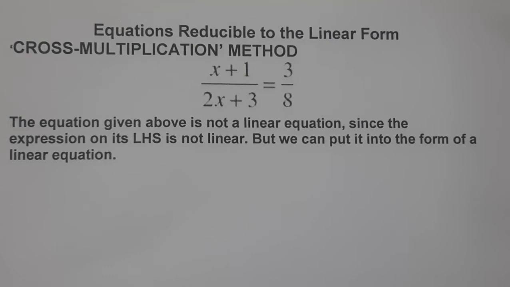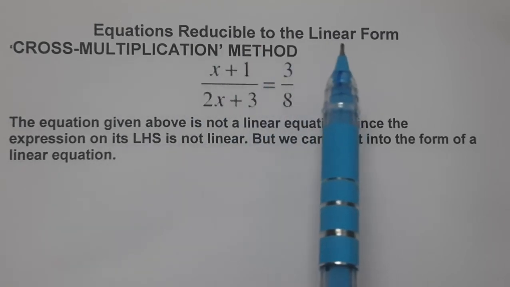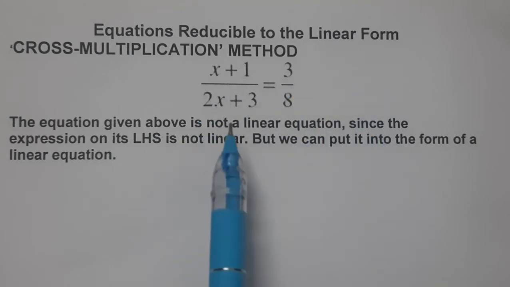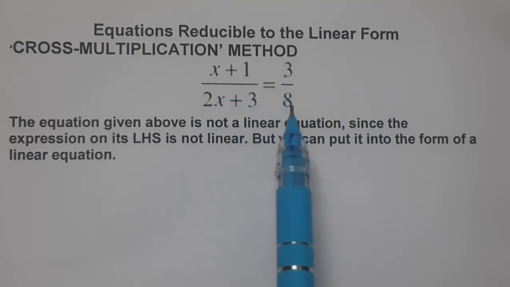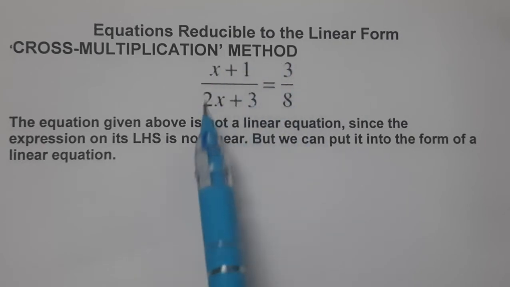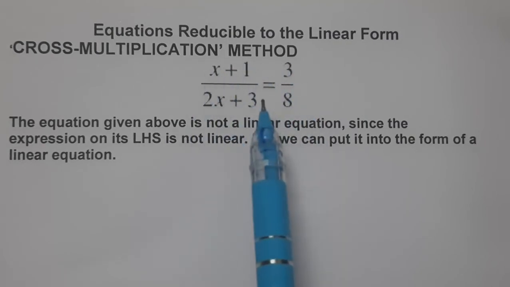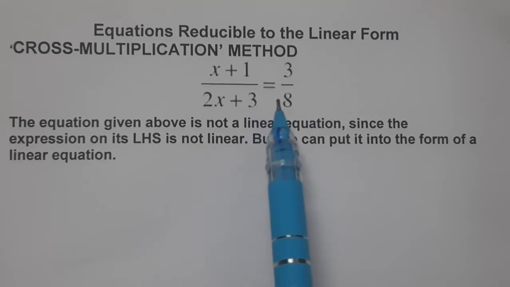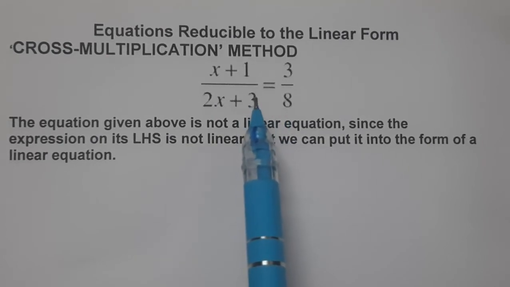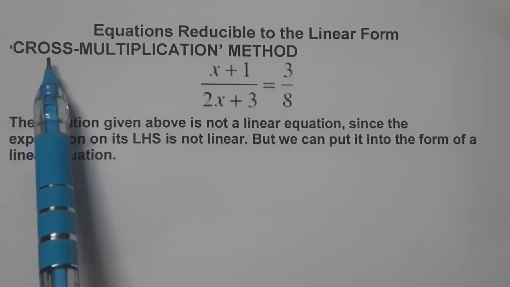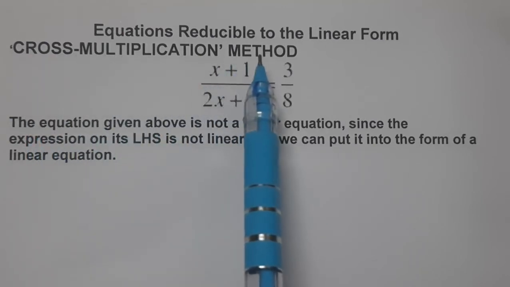Now we are going to study one more type of linear form and see this question: (x + 1) by (2x + 3) equals 3 by 8. By just looking, it looks difficult how to solve an equation of this type, but now we can do it easily with the help of one method. This method is the cross multiplication method.